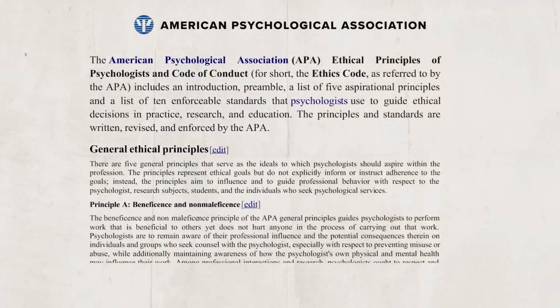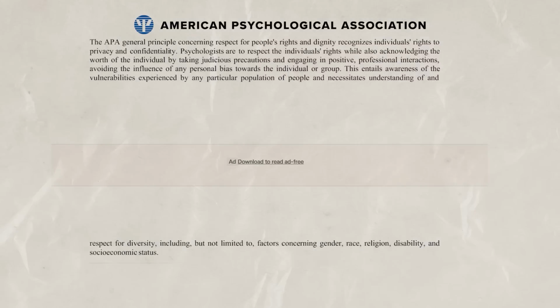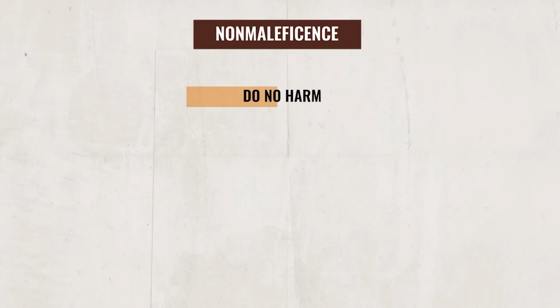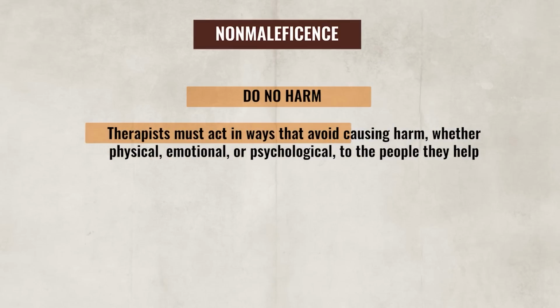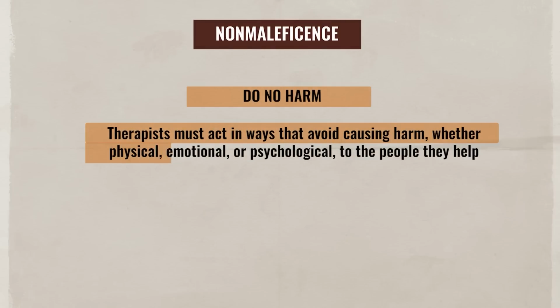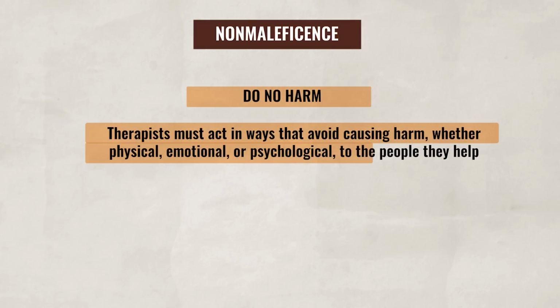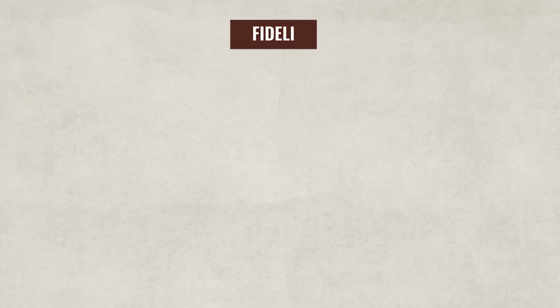Now, it is important that the therapists or psychologists that are in charge of the therapy or treatment follow several key ethical principles that the American Psychological Association has set in place. The first is non-maleficence, which means do no harm. Therapists must act in a way that avoids causing harm, whether physical, emotional, or psychological, to the people that they're trying to help.